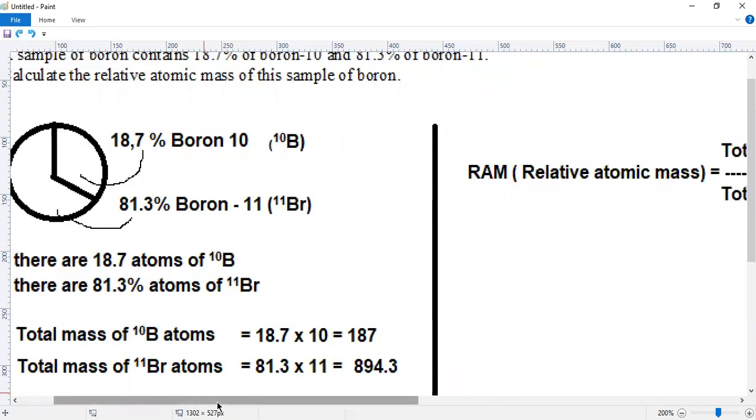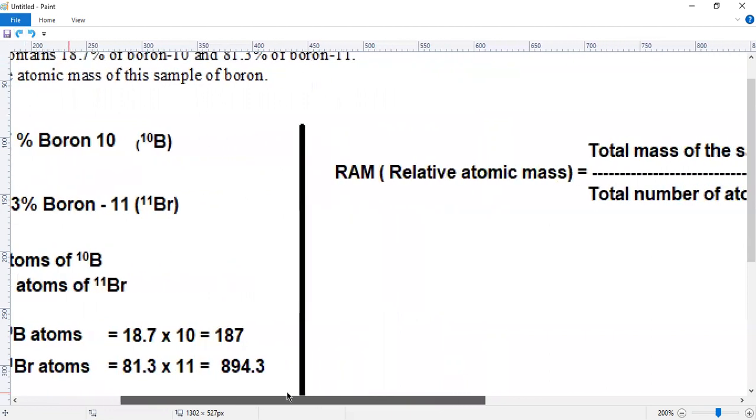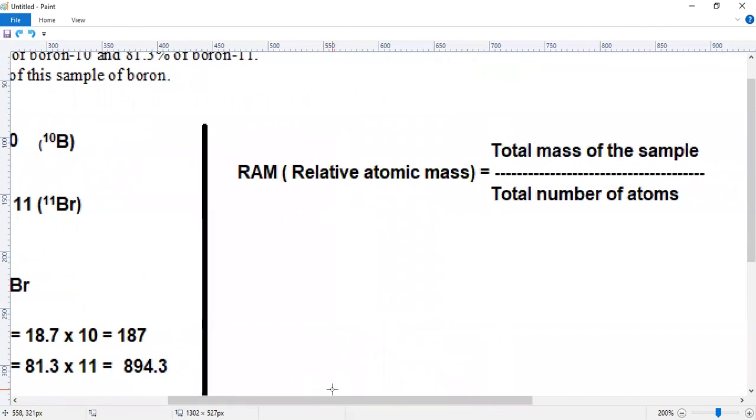When you want to find out the relative atomic mass of a substance, this is what the formula looks like. We are going to use relative atomic mass, given within bracket, shortened form is RAM in capital. This is equal to the total mass of the sample divided by the total number of atoms. We have already found out the total mass of the sample. No, actually, we have found out the mass of individual isotopes.